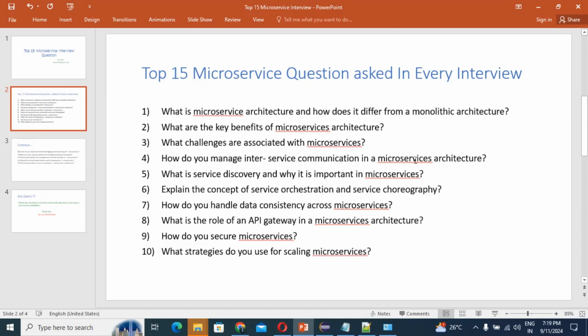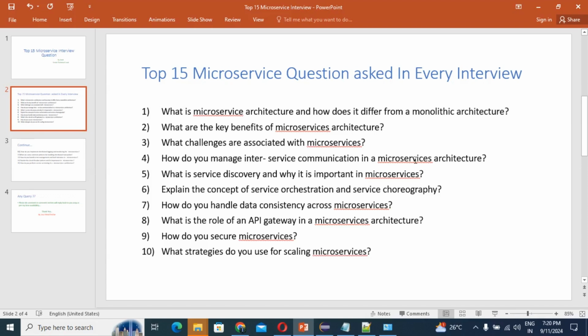The next way to handle data consistency is the two-phase commit. It uses a distributed transaction with a commit protocol. This approach can be complex and may impact performance. This is the two-phase commit approach by which you can also handle data consistency across microservices.